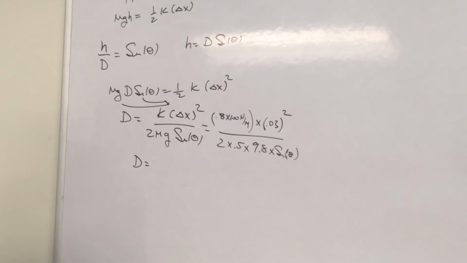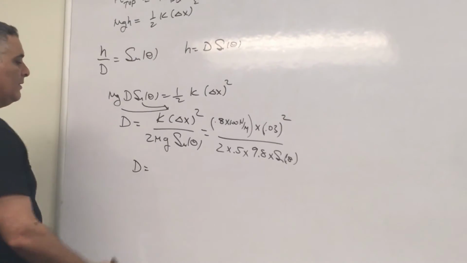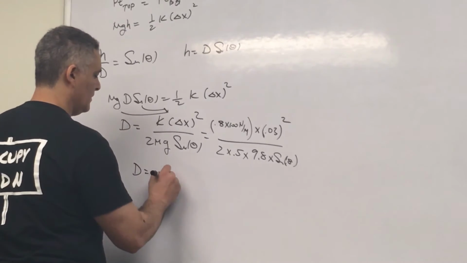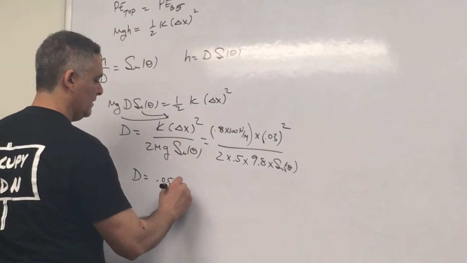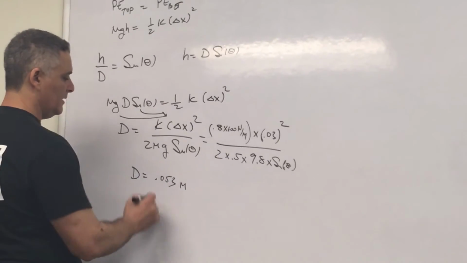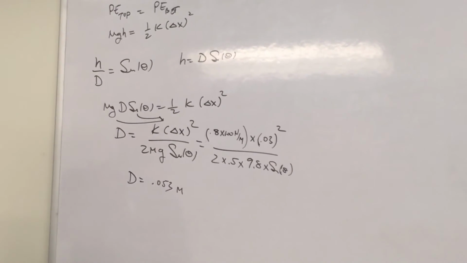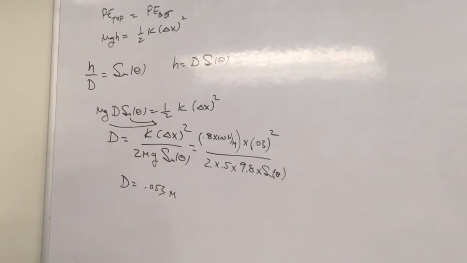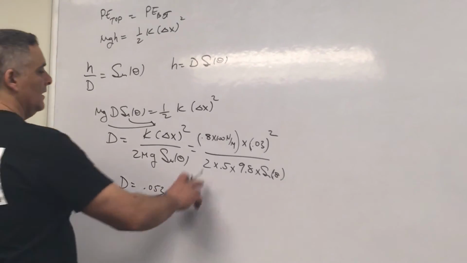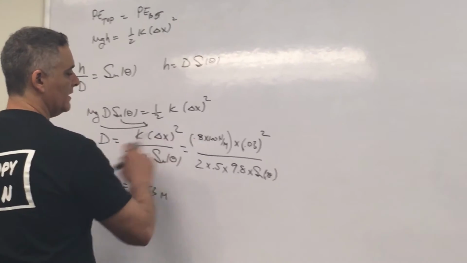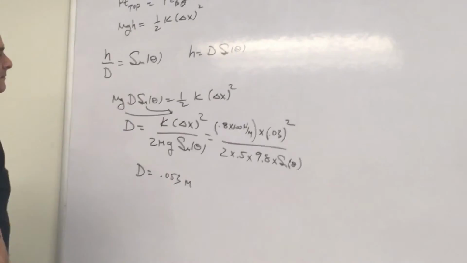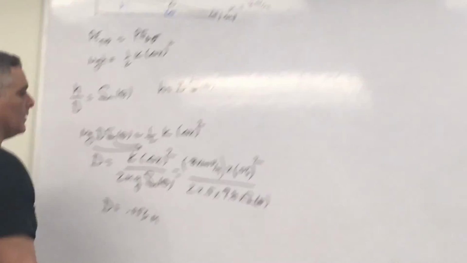It's 0.0527, 0.05278 meters, right? 5.3 centimeters. Yes. So this is 8 degrees, this is 0.03. It was 3 centimeters. Yes. Wait, yeah, 3 centimeters, 0.03. That's right. Okay.